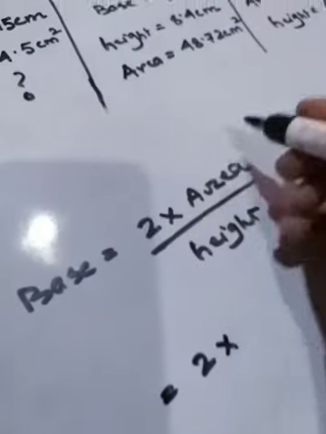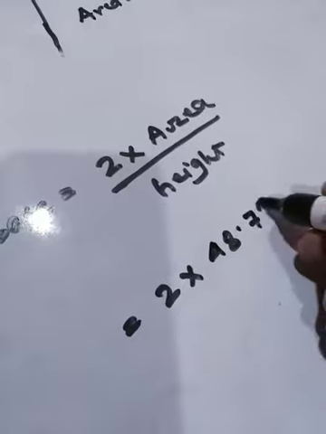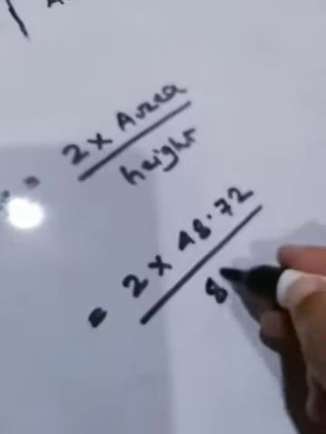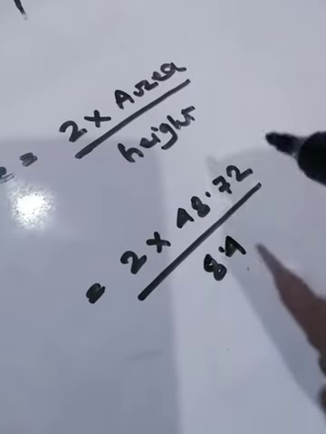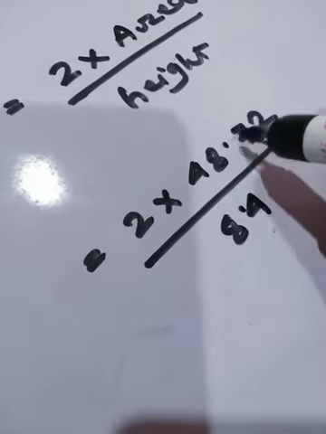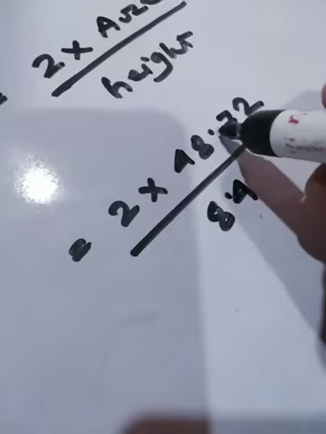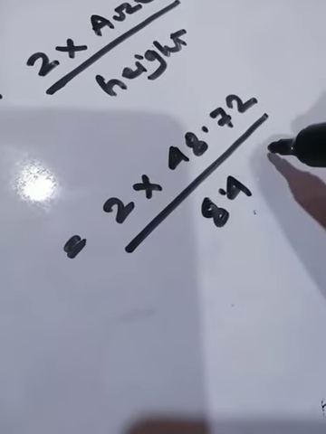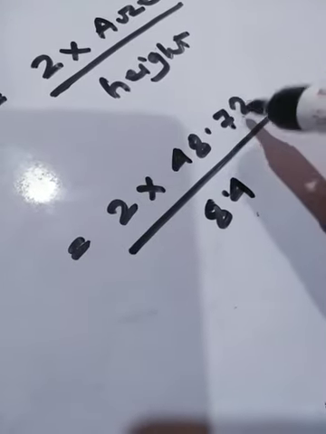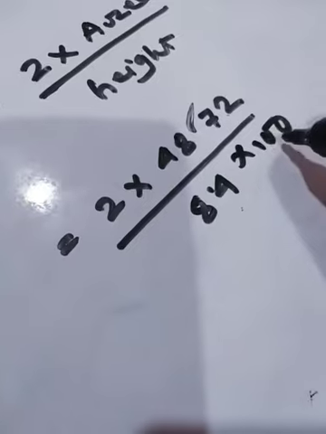Now what is the value of area? 48.72. And what is the value of height? Height is given 8.4. The first thing that you will do, you will reduce the decimals. Now what is the rule? First of all, if you want to reduce this decimal, then you have to put 0 on the denominator formation. After decimal, how many digits are there? 2. So when you will remove this, 2 zeros will be there.